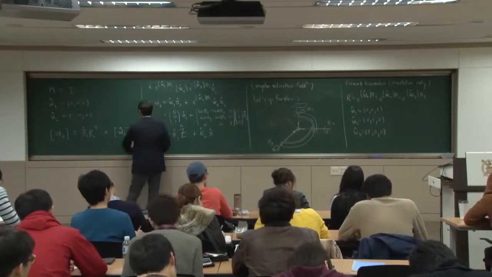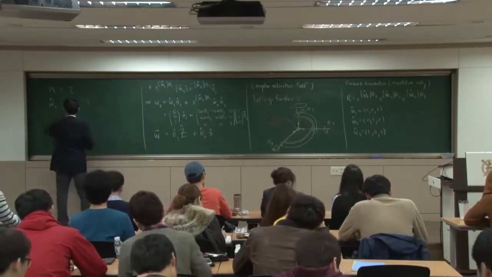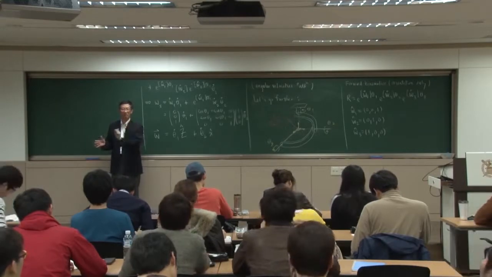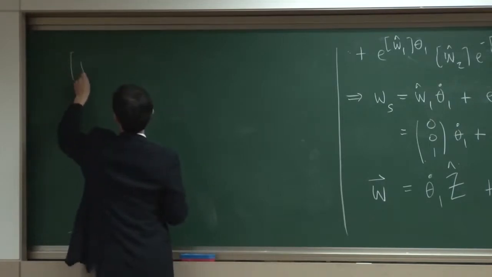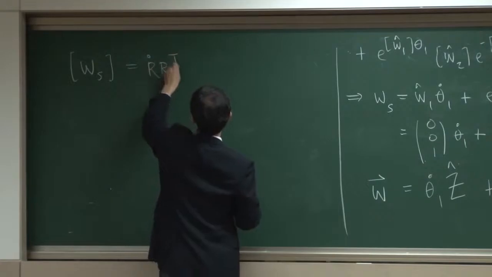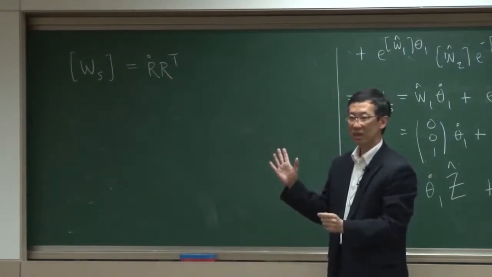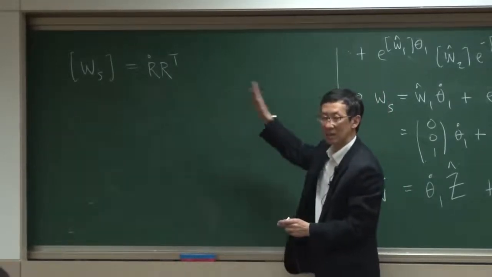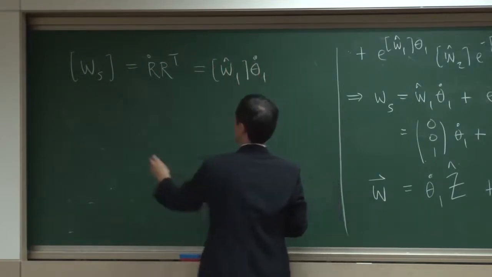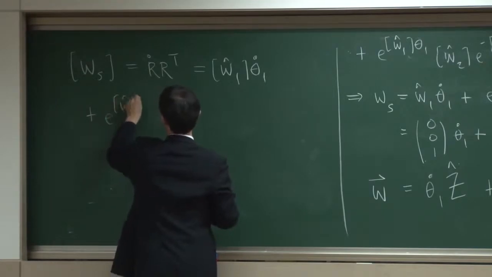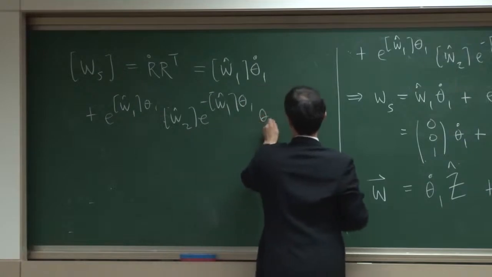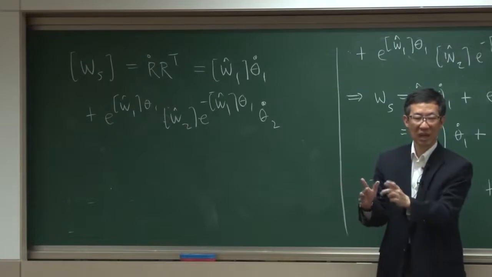That's not the real question I want to ask. The real question is, what is the angular velocity given joint rates theta 1 dot, theta 2 dot, theta 3 dot? For that, I need to calculate R dot R transpose. I want omega s. So this is going to be R dot times R transpose. We did this calculation before, and it's essentially the same, very little changes. So we have omega 1 theta 1 dot, plus e to the omega 1 theta 1, omega 2, e to the minus omega 1 theta 1, theta 2 dot. And then we have one more term because we added one more joint at the end.